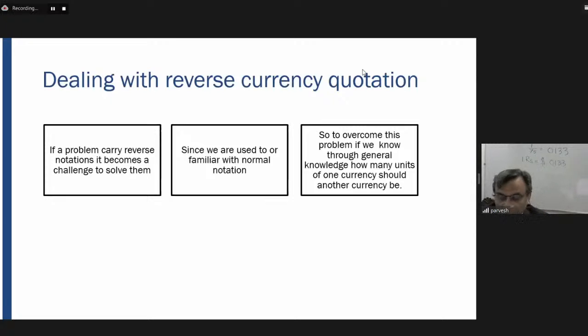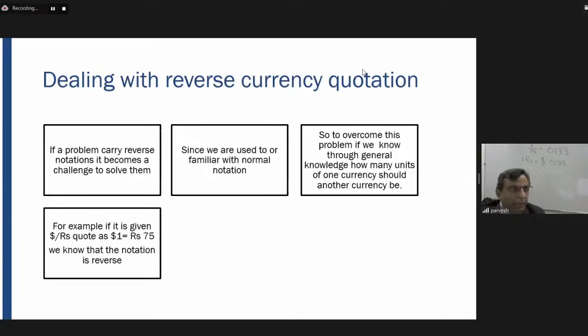What is the general knowledge? It's a very simple one, and you'll understand that. For example, if it is given as dollar/rupee, $1 is equal to 75 rupees, we know that this is a reverse notation because it is written dollar/rupee as 75. We know that it should have been written as rupee/dollar, but it is written the reverse way. But if it is written as 75, we know that $1 is equal to 75, so we can immediately put it in the right way, because we are tuned to how many rupees will cost you in terms of dollars. Even if it is written the reverse way, we can simply put it in the right way because of our general knowledge.